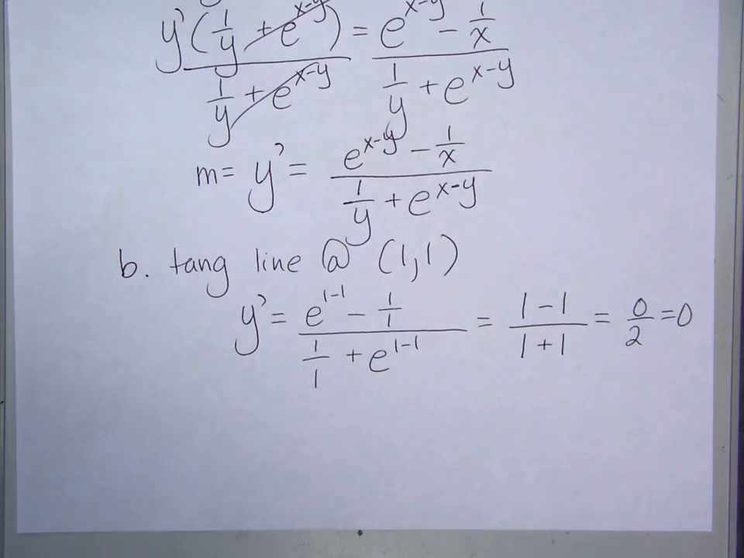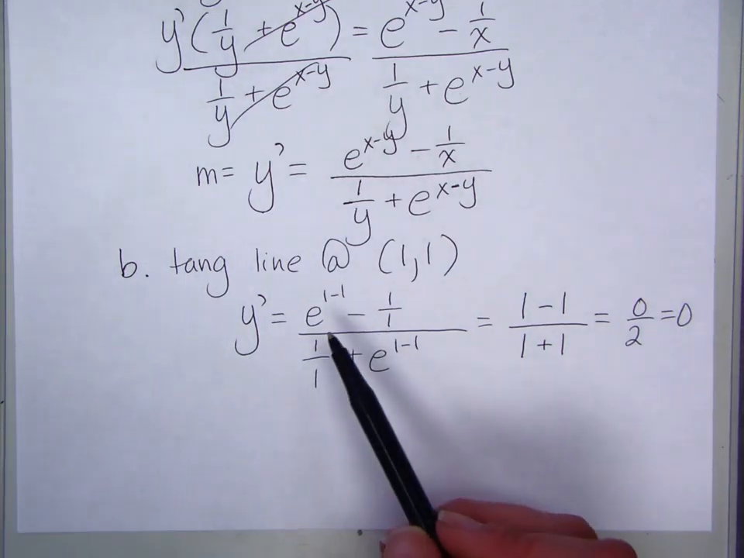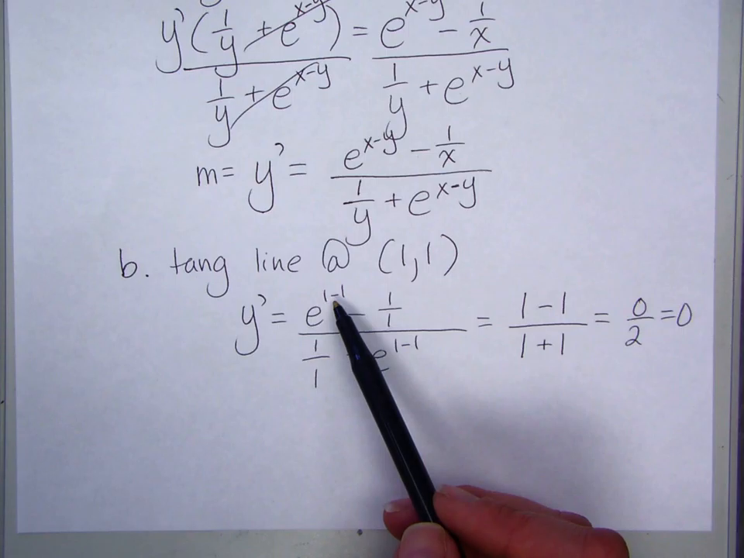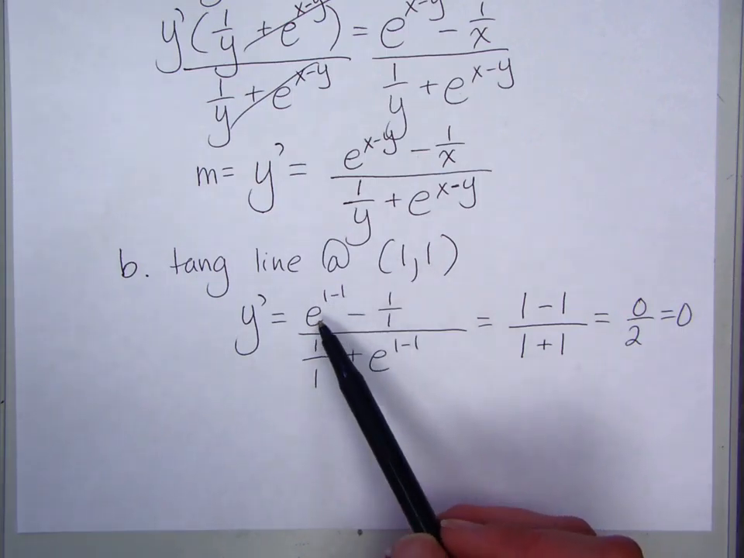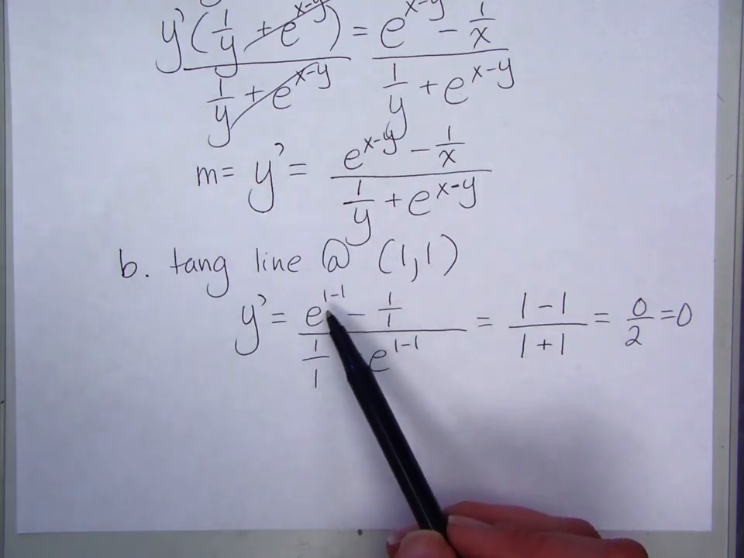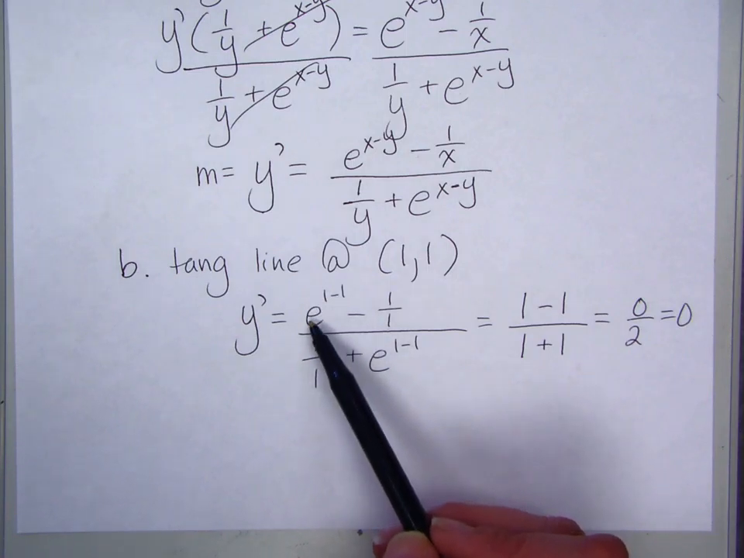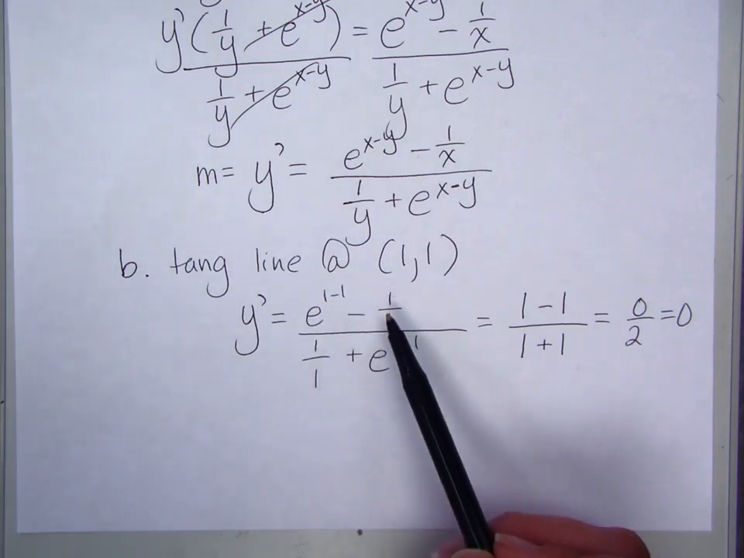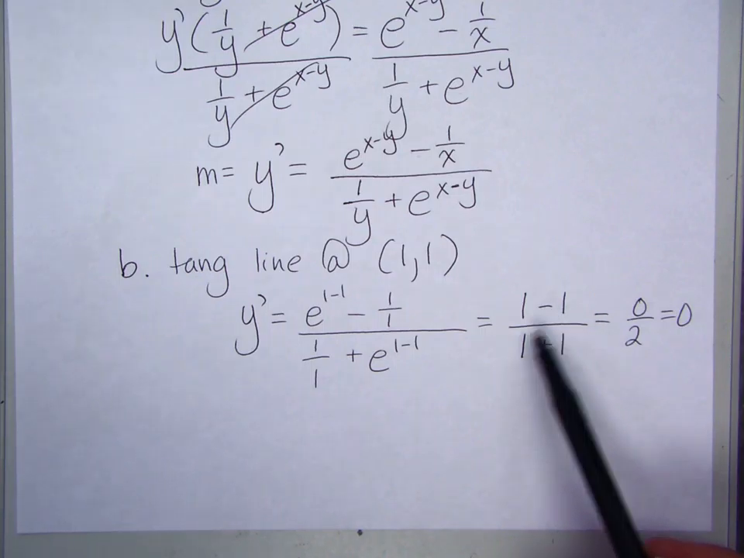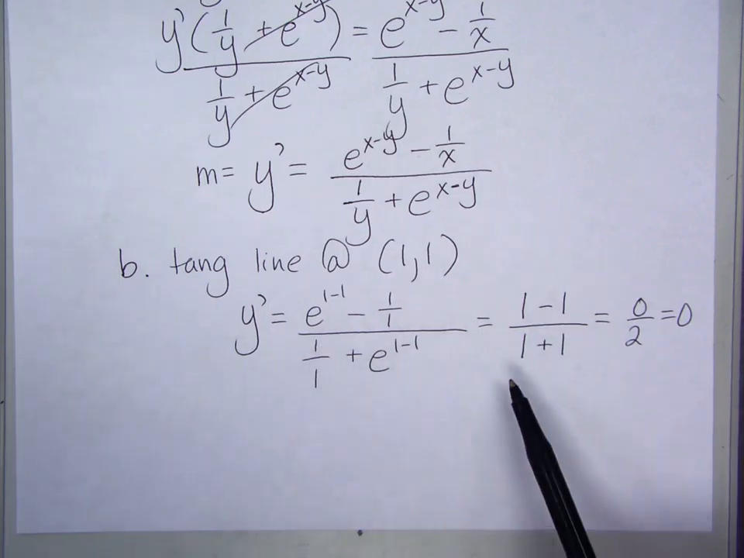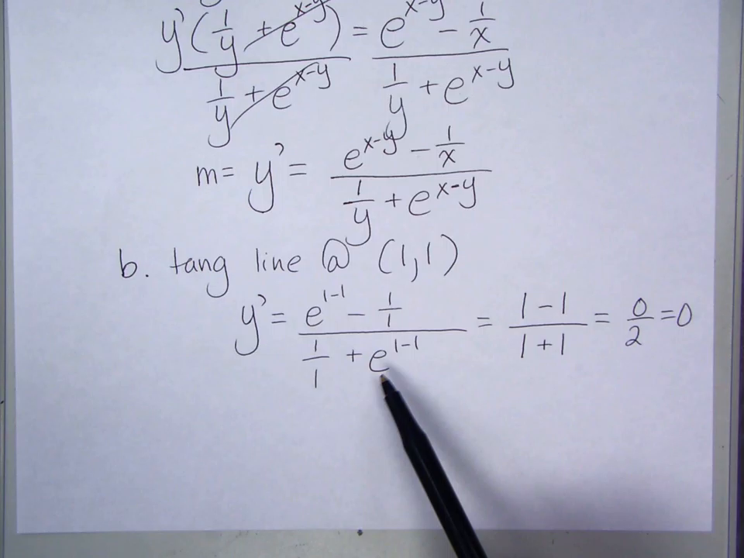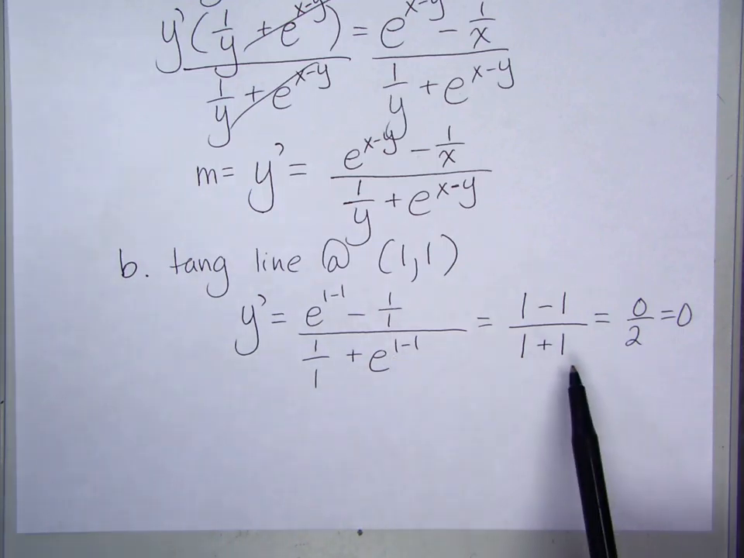I ended up with a slope of 0, did you? You plug 1 in for x and 1 in for y, and you end up with e to the 1 minus 1. Remember, that's e to the 0 power, which is 1, not 0. Okay, minus 1 over 1, which is still 1. And then on the bottom, again, 1 over 1 is 1, plus e to the 1 minus 1, e to the 0 is 1. So you end up with 0 on top, which is 0.